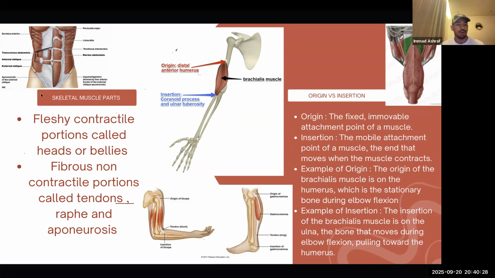So skeletal muscles have different parts. There's a fleshy part, which are called heads or bellies. For example, why do you call them the biceps? It's because they have two heads, bi. Triceps, three heads, tri. And then you have non-contractile portions. They're fibrous, they're not fleshy. These are tendons, raphe, and an aponeurosis.